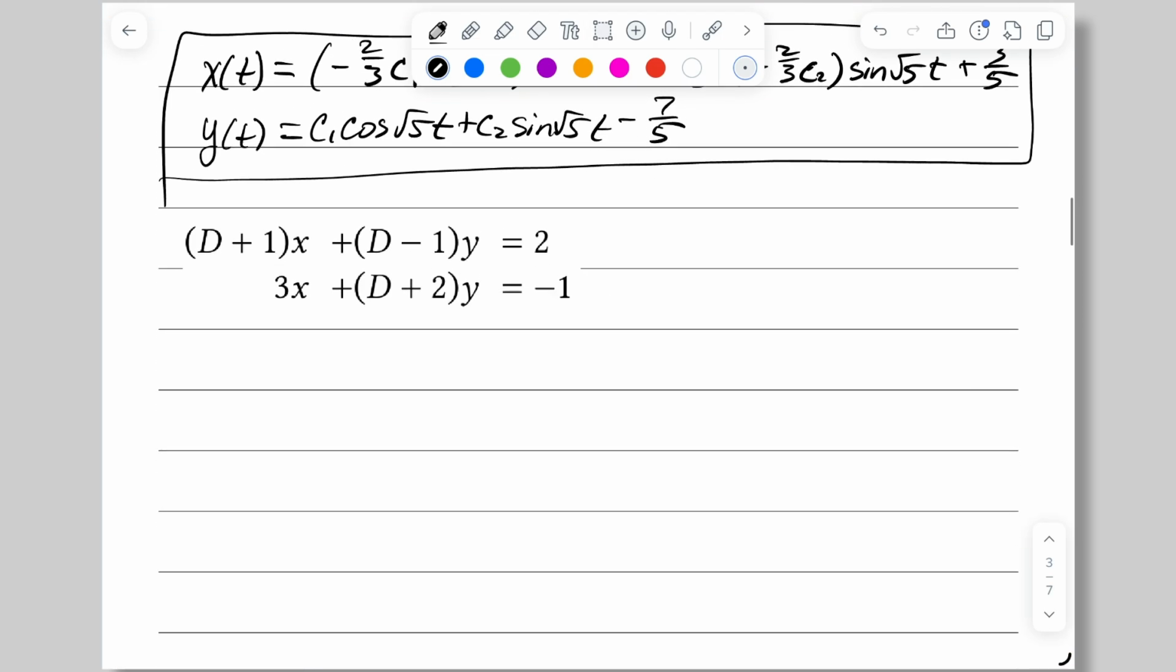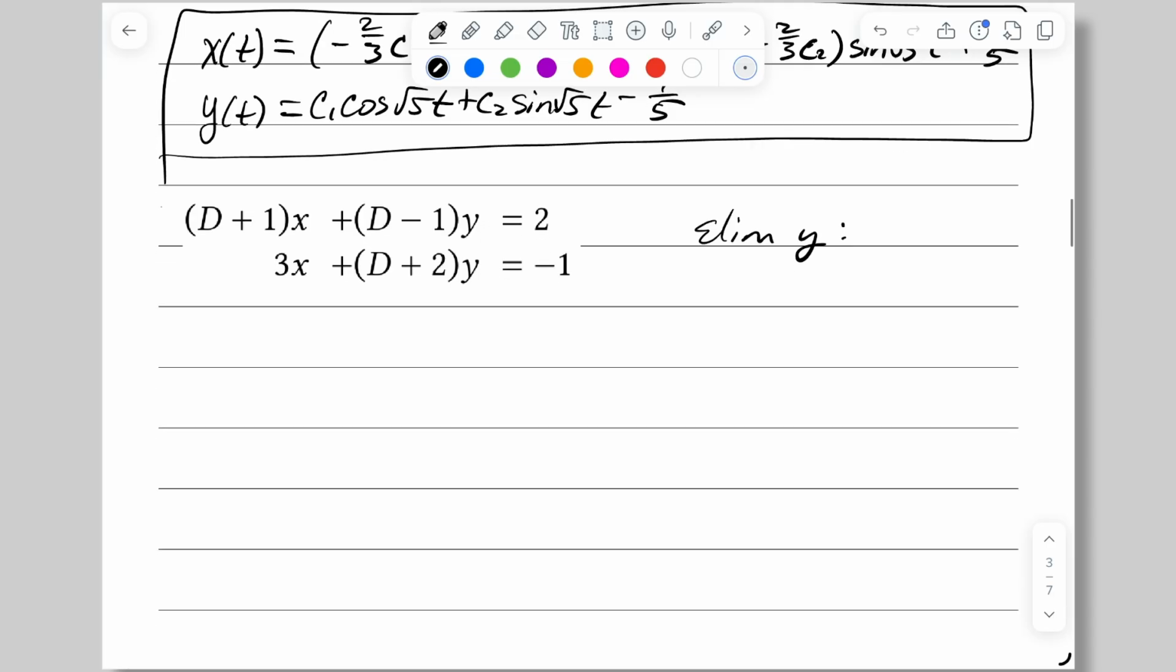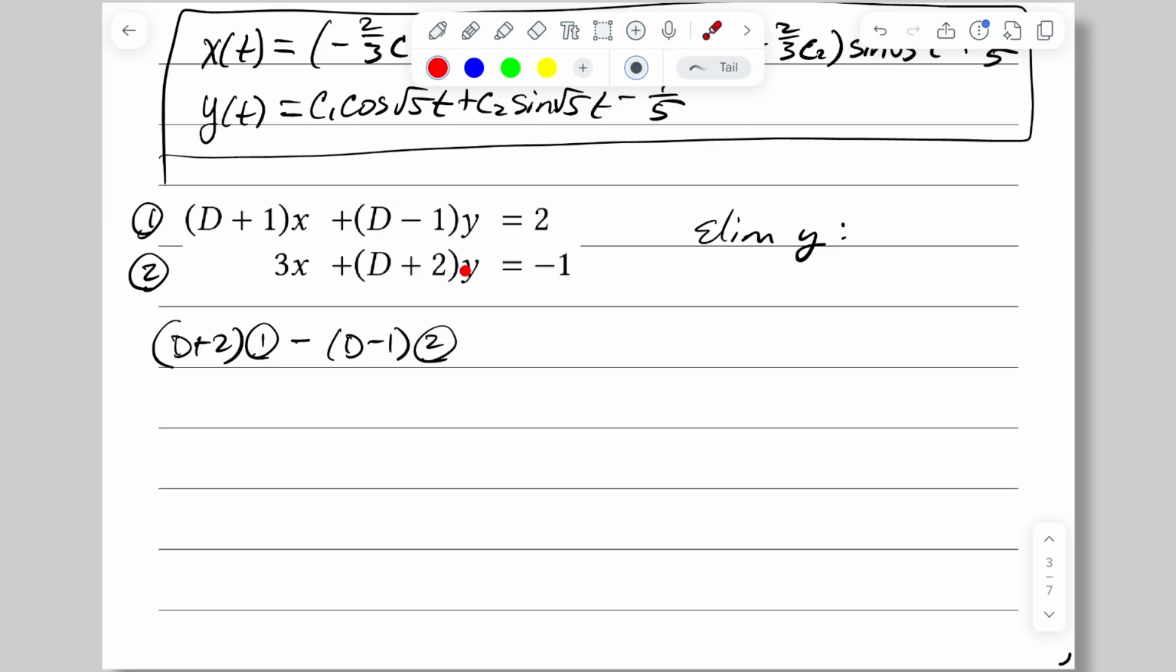So I've reproduced the system here, and in front of us we have our solution y. We're going to pretend we don't have x right now. And now we want to eliminate y. In order to do that, I'm going to again number the equations 1 and 2. We can apply the operator d plus 2 to equation 1 and subtract from that d minus 1 operating on equation 2. That'll give us the same y terms but opposite signs.